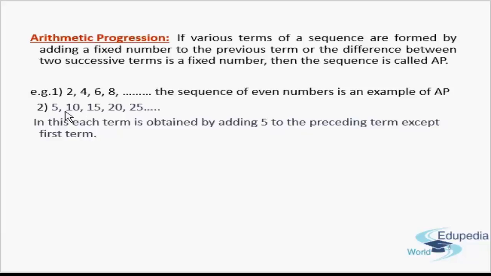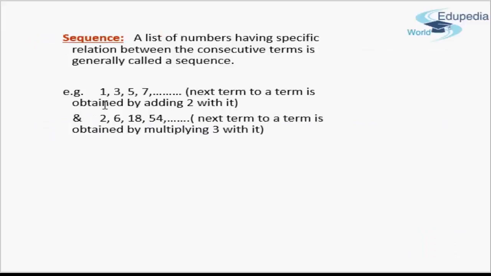We see that any term is found by adding something to the previous term, or subtracting something from a term to get the previous term. If you have that in a sequence, you will call that sequence an arithmetic progression. Just like in the previous slide, the first example that we saw, 1, 3, 5, 7, will be called an arithmetic progression because the relation between two consecutive numbers is that of addition and subtraction.